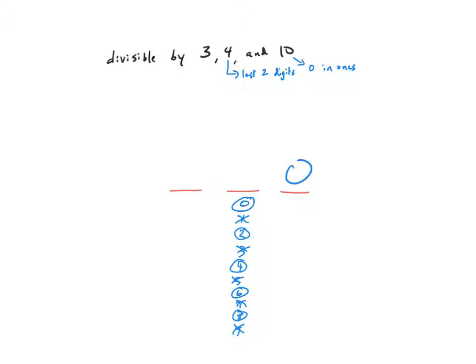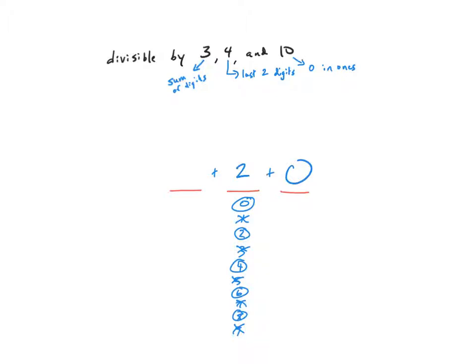Now I don't know which one I want to put there yet because I need to consider the 3. And the 3 says find the sum of the digits, and the sum of the digits must be divisible by 3. So I need to add all 3 of these digits up, and they must be divisible by 3. As a matter of fact, I can go ahead and put one of these ones from the 4 in there. I'm going to go ahead and put a 2.